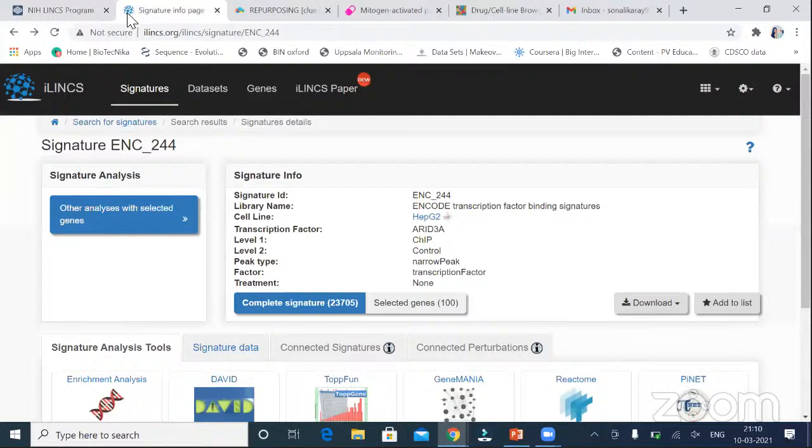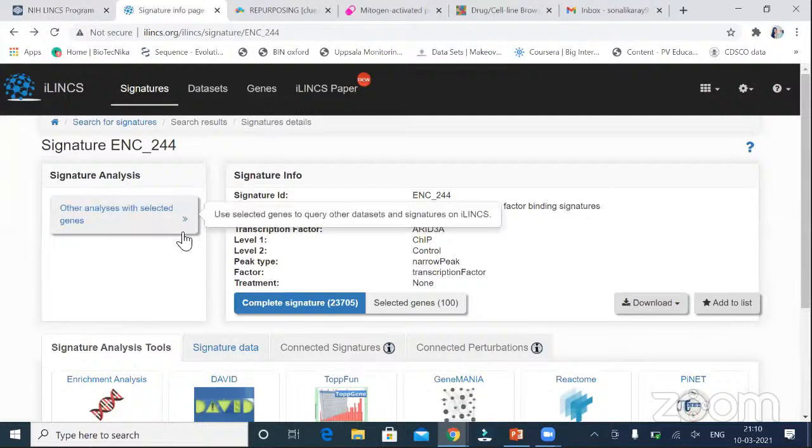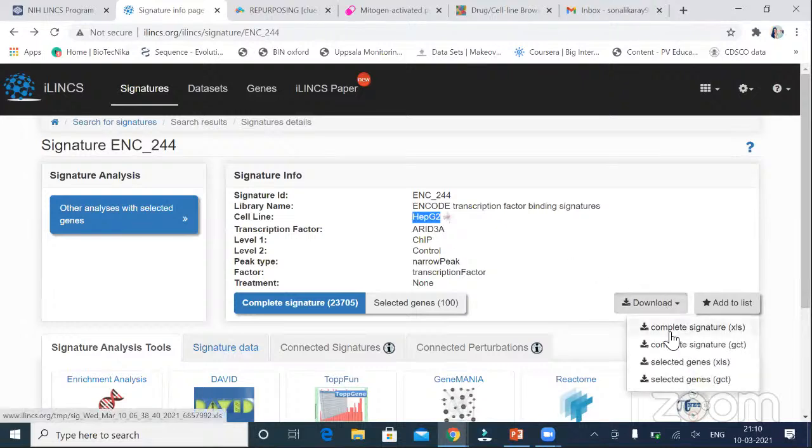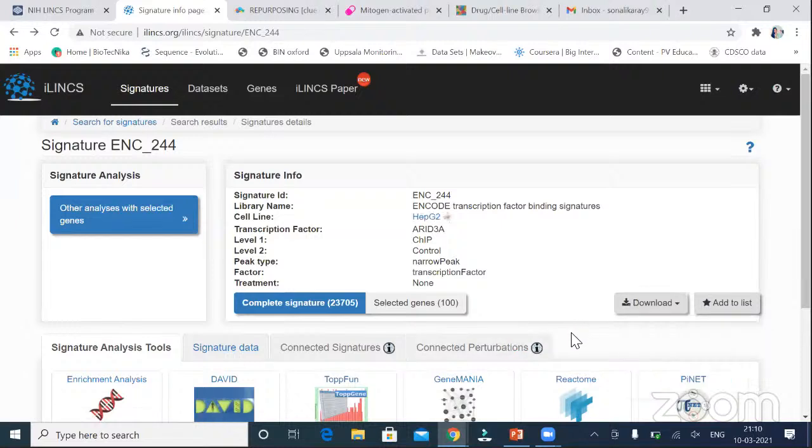So you see this iLINCS, it helps us get a list of gene signatures. If I go for the HepG2 cell line, then I would get a list of gene signatures, which I could easily download and look for the genes. Now, in this gene signatures list, I would be getting scores and probabilities, according to which I could select which genes I have to further analyze, right?